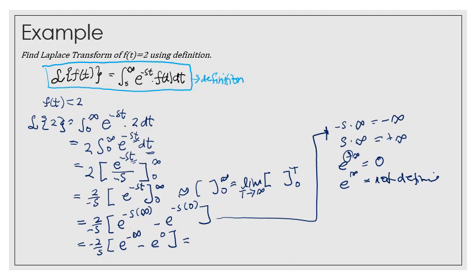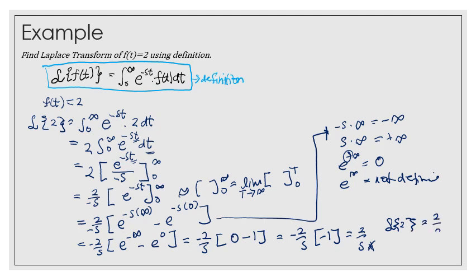Okay, so in this case, we have negative 2 over s, e to the minus infinity. When we use the limit here, it is actually 0. Minus exponent 0, which is equal to 1. Then we will have negative 2 over s times negative 1. Simplify, we will get 2 over s. So we can conclude that the Laplace transform of 2 is equal to 2 over s, where we convert from the t domain into the s domain.